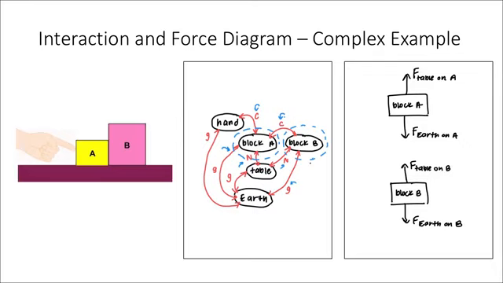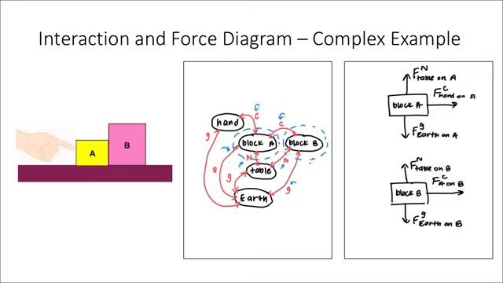Now when it comes to the contact forces, on block A, the block is being pushed to the right by the hand, right? The hand is pushing the block to the right. So on block A, I'll show that force from the hand pointing to the right. Then block B is being pushed to the right, and block B feels like block A is pushing it to the right.